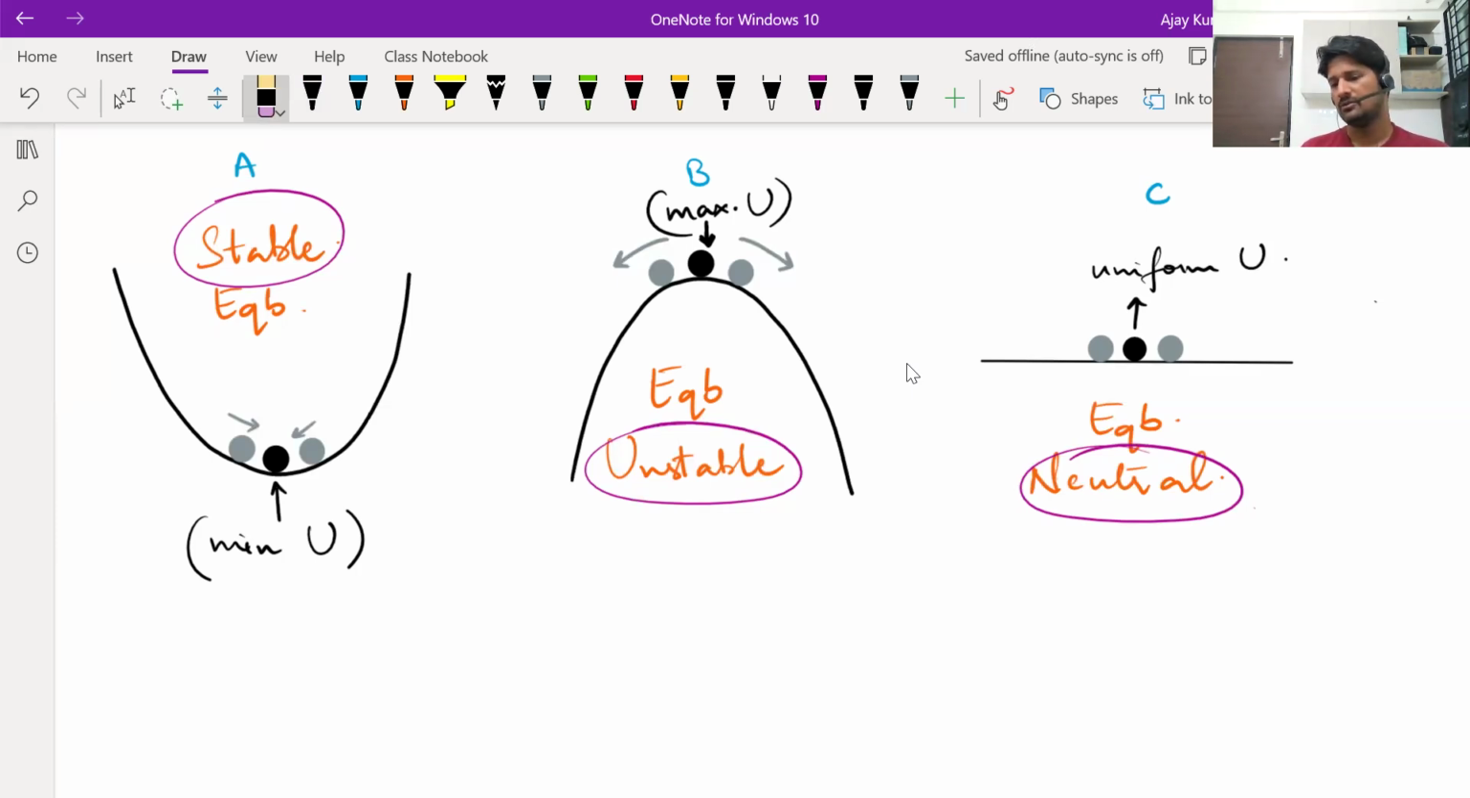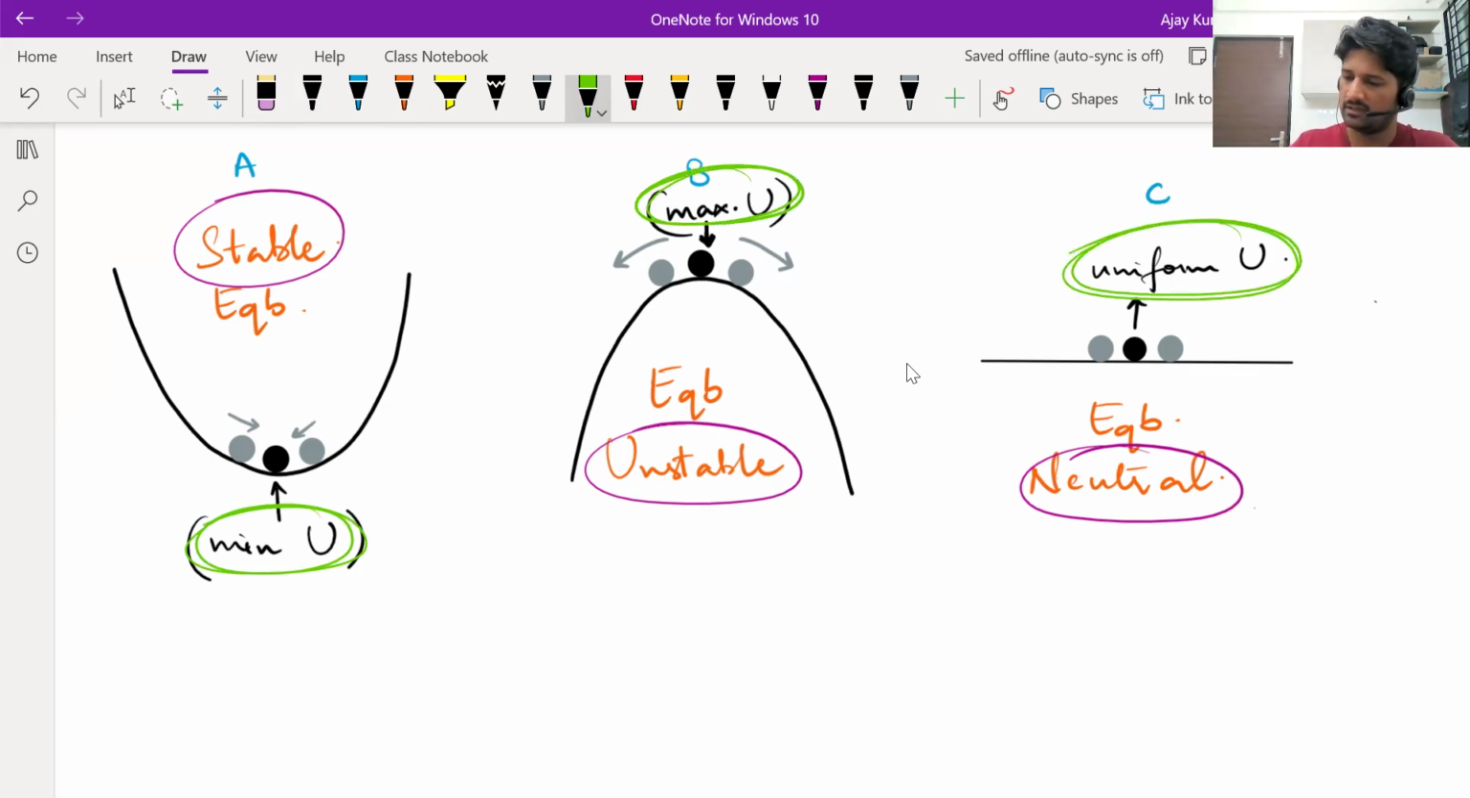Okay, so how do we mathematically find out whether the equilibrium is stable, unstable, or neutral? The hint lies in what happens with the potential energy. Minimum potential energy, maximum potential energy, or uniform potential energy.